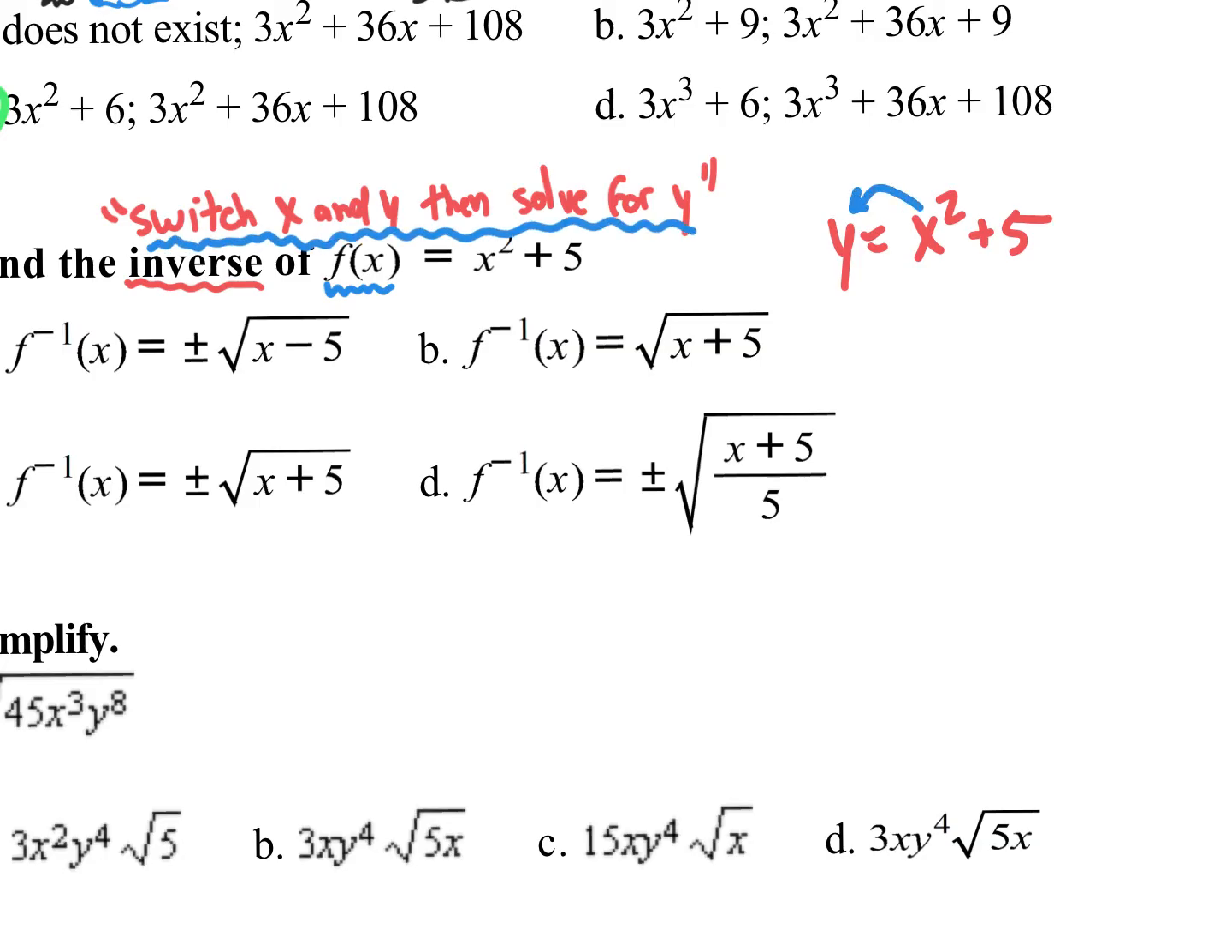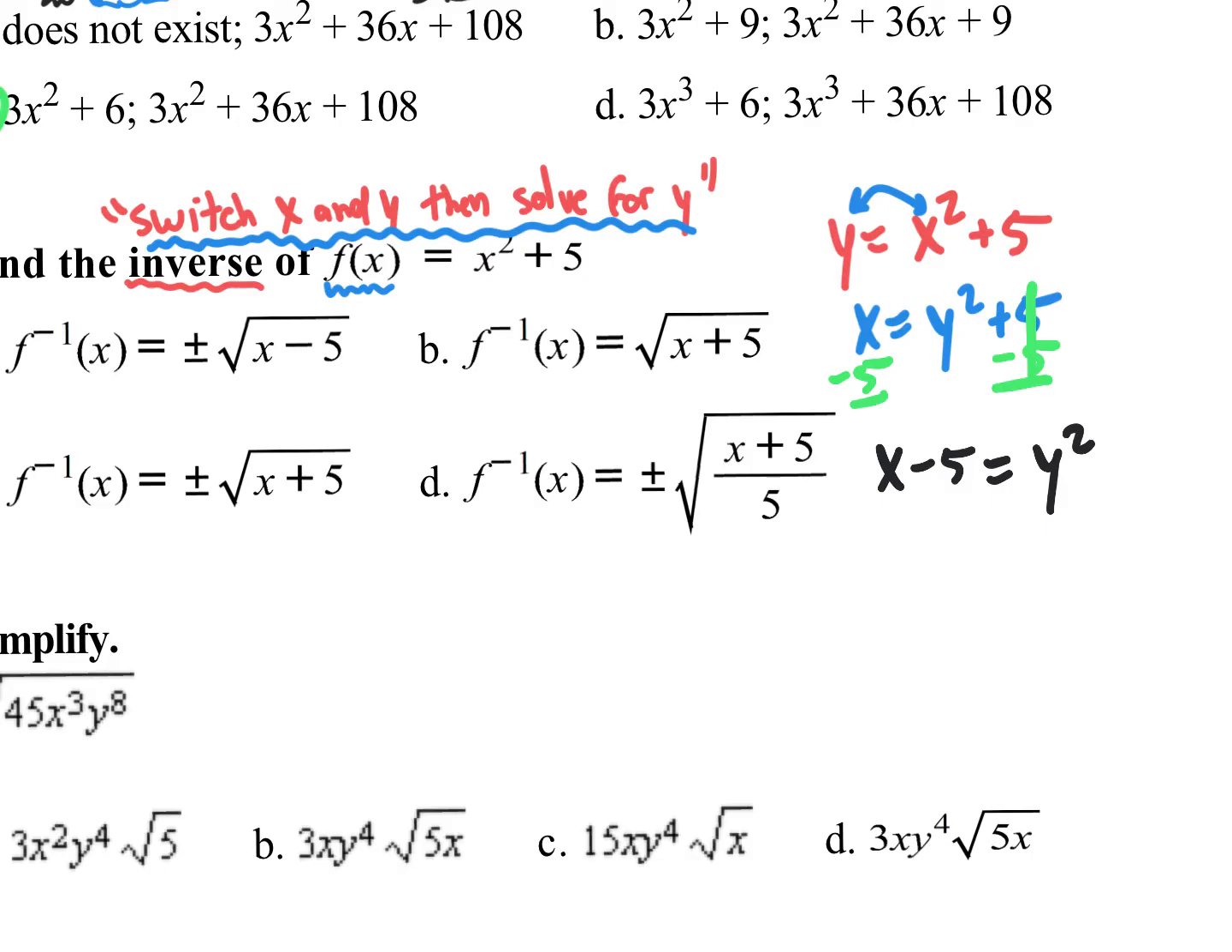So we're going to magically switch these, and you'll have x equals y squared plus 5. And now let's get y by itself on the right side of this equal sign. So we're going to subtract 5. Of course, that cancels out. And x take away 5, you can't do that, so you're just going to rewrite it. x minus 5 equals y squared.